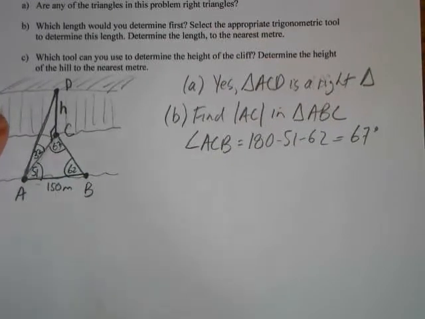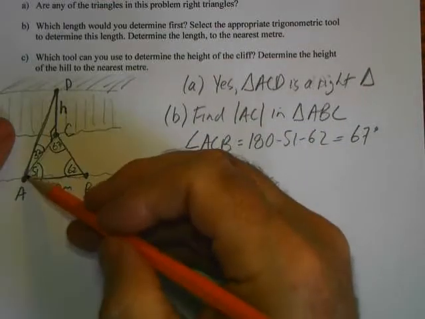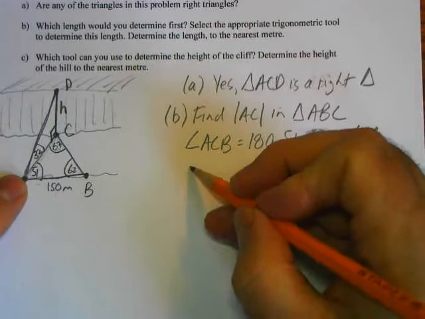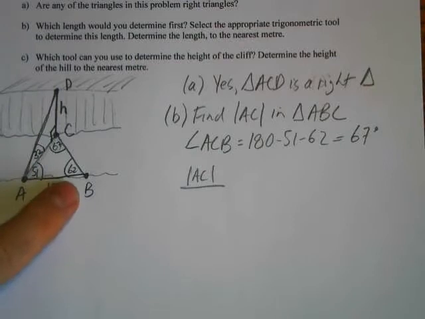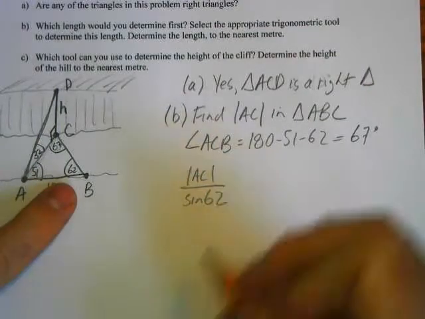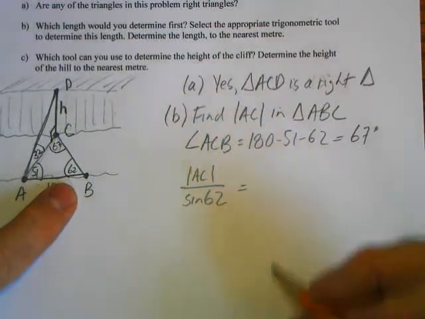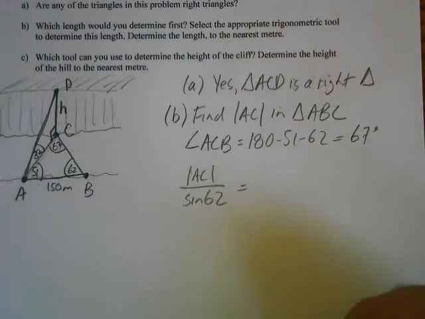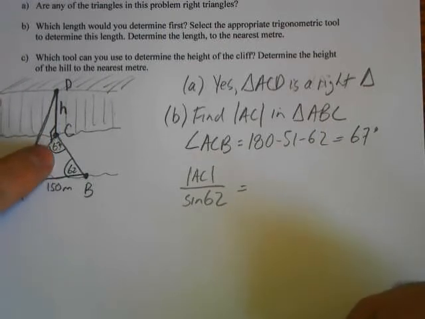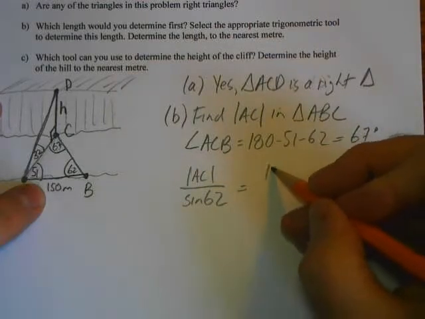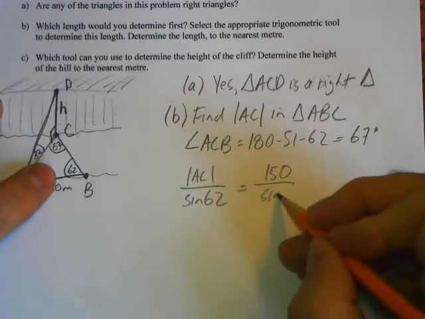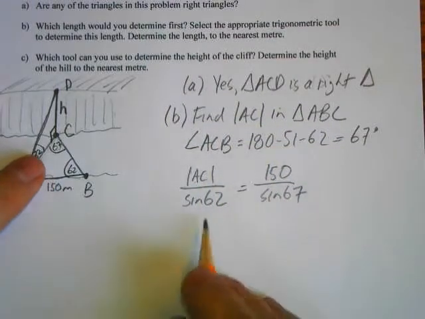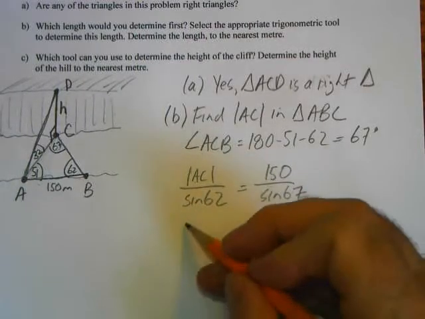Okay, so let's use sine law. So I'm trying to find AC. So I'm going to put that at the top of my first ratio, the length of AC, and that's going to be over the sine of the opposite angle, sine 62. Okay, and then the other ratio has to be complete, meaning I have to know both the side and the angle, so it has to be this angle of 67, the side of 150. So remember, the sides are on the top, the angle's on the bottom, and it would be over sine 67. So multiply both sides by sine 62.